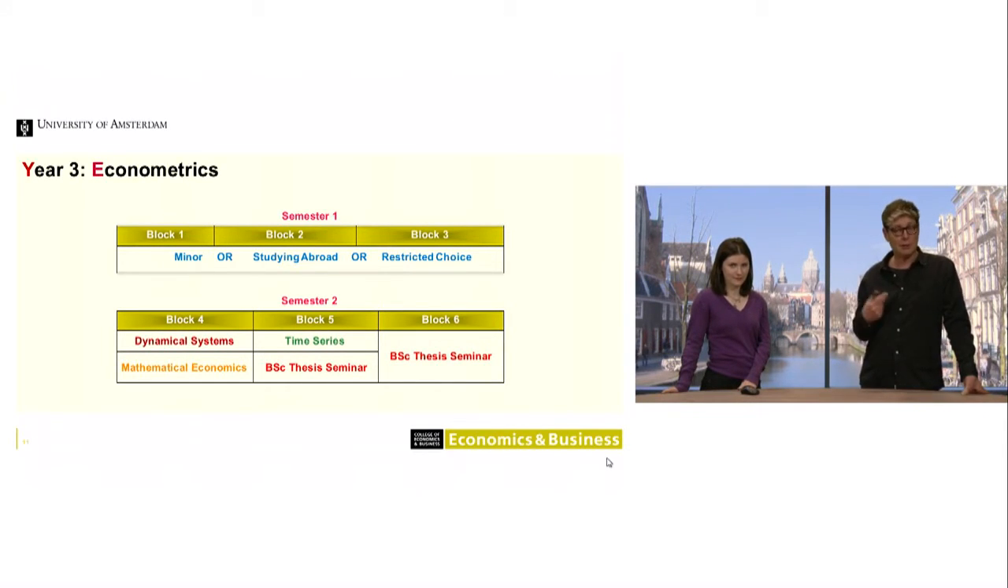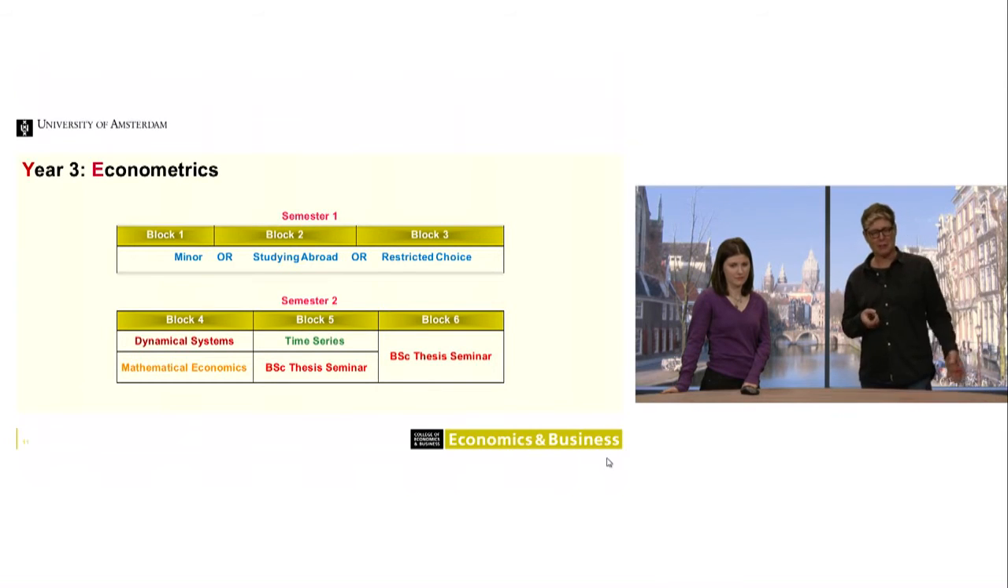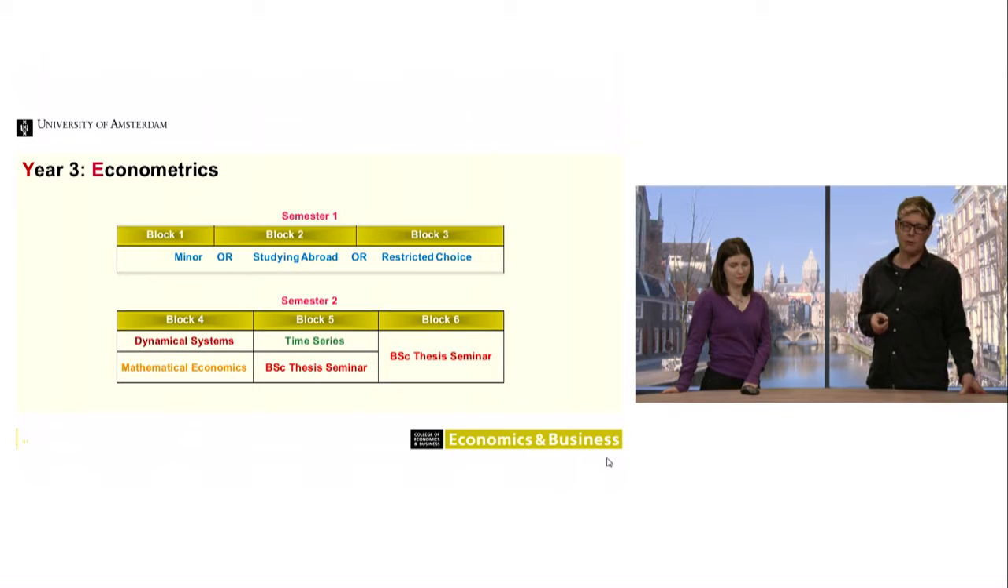Well, for international people, the Netherlands is, of course, already abroad, but many Dutch students want to go, for instance, to Australia or to Hong Kong or whatever, to partner universities where we have agreements. Or you can stay here and choose from a restricted choice set of courses. So in the second semester, you are basically required back, in the sense that as of Block 5, you get the bachelor thesis seminar where you finalize your bachelor through a thesis.